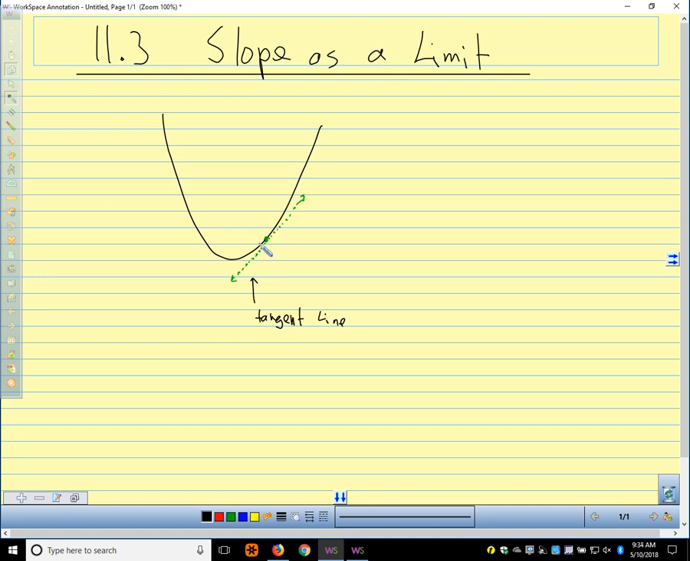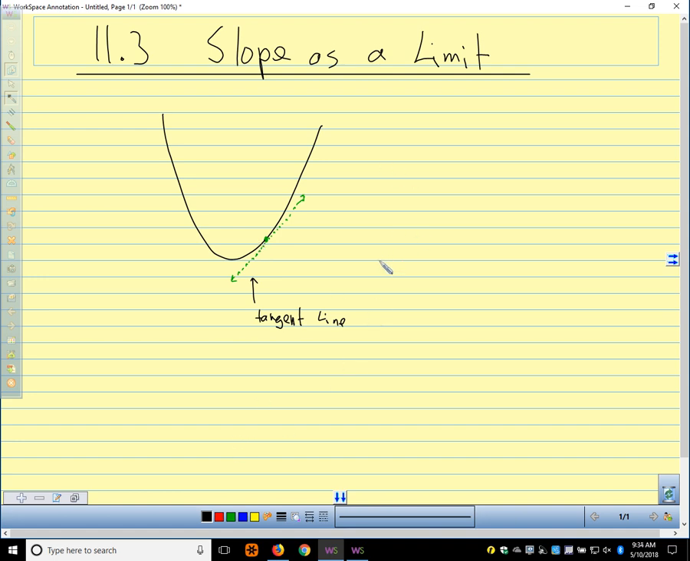Another reason the tangent line is important is we use that to approximate the curve. So right at that point, you're traveling approximately in a straight line, and the straight line that you're traveling approximately in is that tangent line. So today we're interested in the slope of that tangent line.